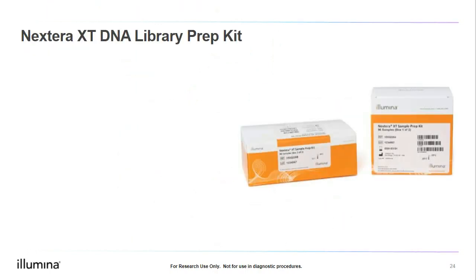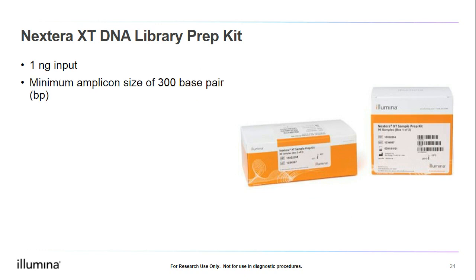For the Nextera XT library preparation, you will need 1 nanogram of input material, and this can be 1 amplicon or multiple amplicons. Amplicons will need to be 300 base pairs or larger. To ensure good coverage of the complete target region, we recommend adding an extra 50 base pairs to either side.